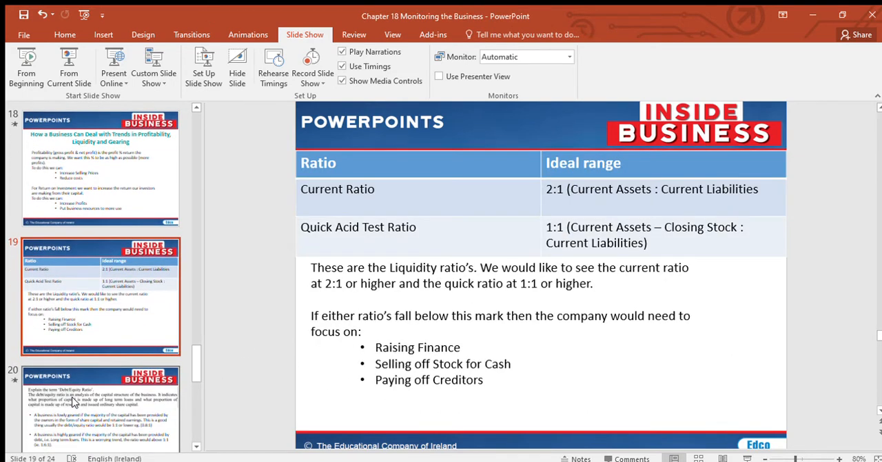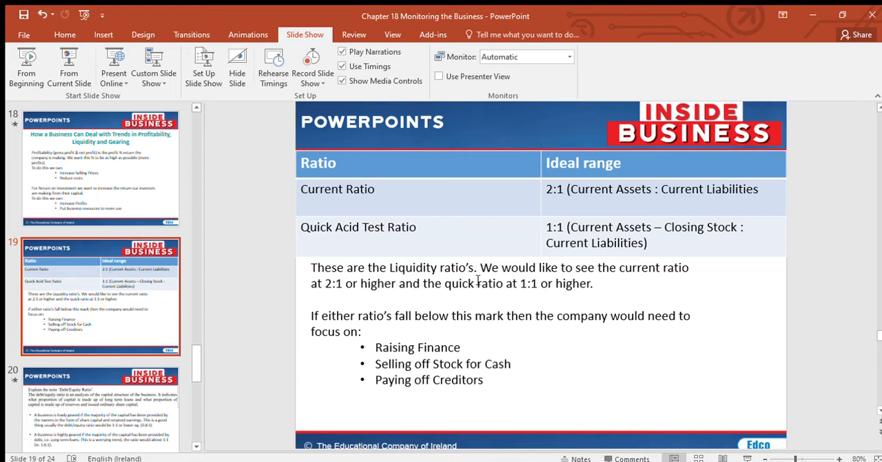Okay, slide 2. Our current ratio and our quick asset test ratio. There's an ideal range here. Our ideal range for our current ratio is 2:1, and our quick asset test ratio is 1:1. Now, it is favorable for those to be higher, but sometimes not extremely high either. So we generally call this the ideal range, but it's also favorable if they're a little higher as well. I'll show you that in a second.